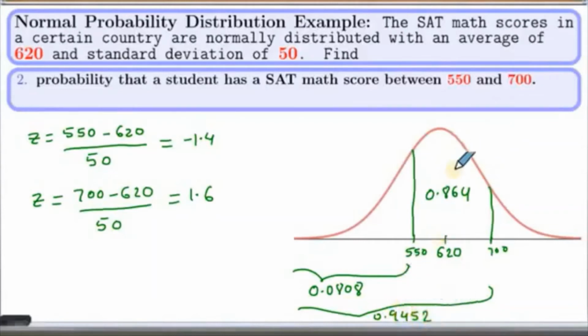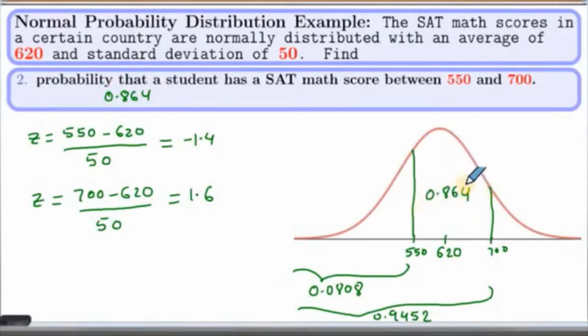We are interested in the area in between. So for us to find this area in between, we need to subtract this value from this number here. So let's do that. On subtracting this number from this number, we get 0.864. And this is the same exact number that we got from the calculator also.